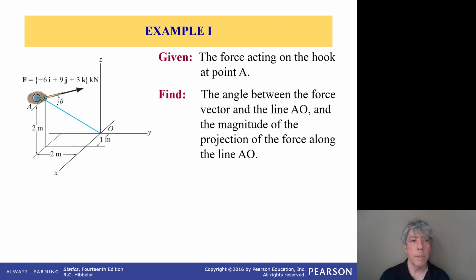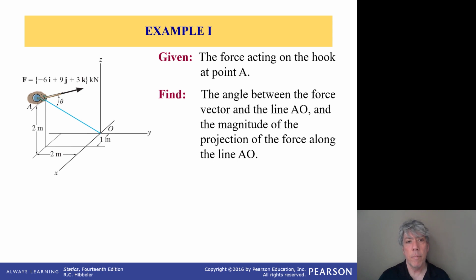As our first example, we'll consider a force applied to a hook and a coordinate system offset as shown in the figure. It's important to understand what's going on here. It looks like we're interested in the vector from A to O. That'll be our position vector. To get from A to O, we have to move down along the z-axis, back along the x-axis in the negative x direction, and forward along the y-axis. We're asked to find the angle between the force vector and that line AO, and also the magnitude of the projection of that force.